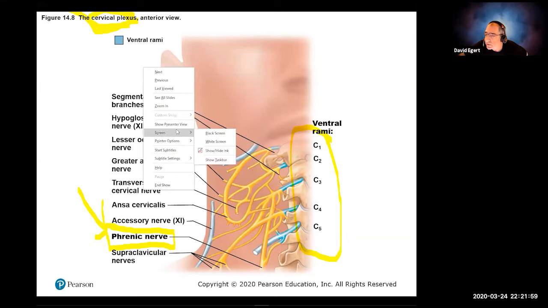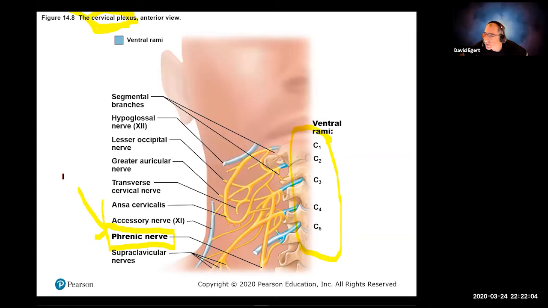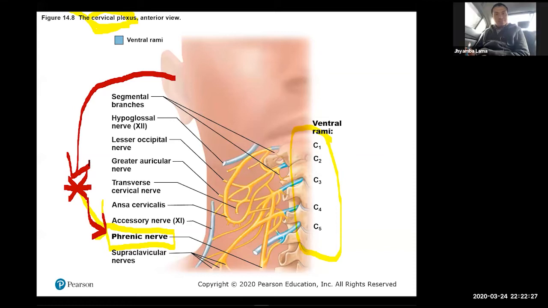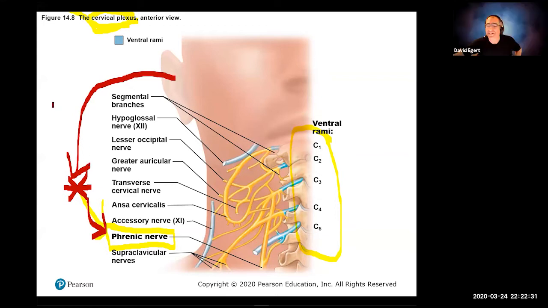Phrenic nerve is the one that goes down. Does anybody know what the phrenic nerve innervates? Anybody have an idea? I'll give you a hint.